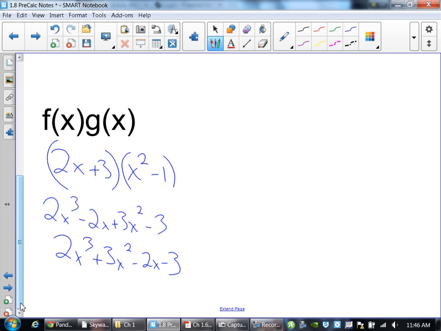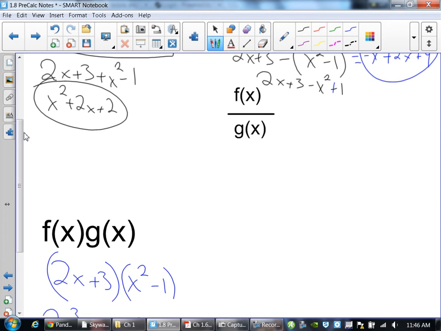Once you start in the innermost parentheses, you start thinking about the order of operations. You think about it that way, you just go backwards. That's all it is, order of operations. And then the last one was f of x divided by g of x. You do the same thing.